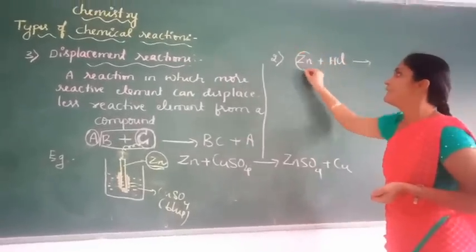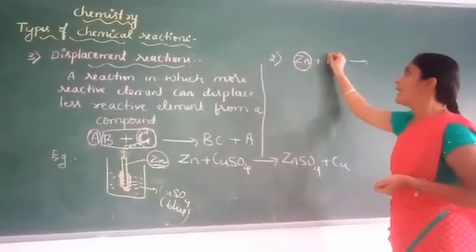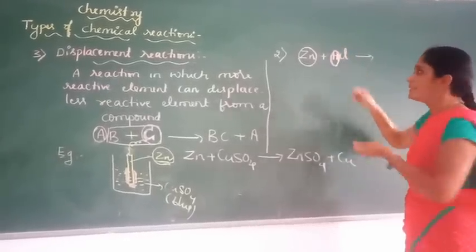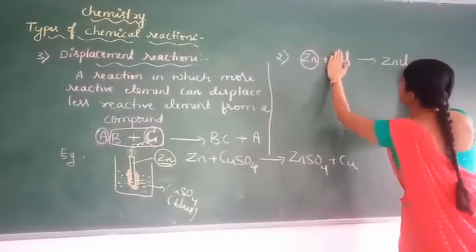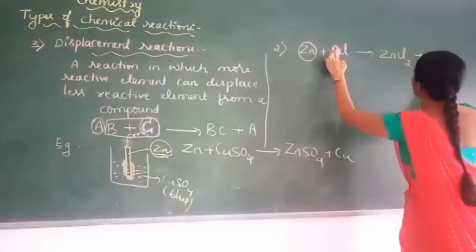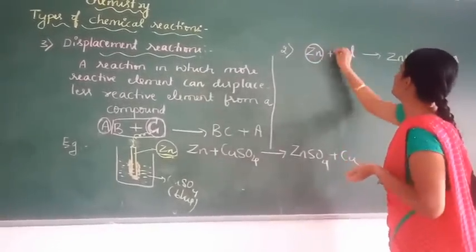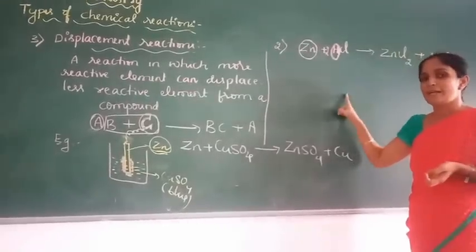So zinc is a more reactive element, so it can displace hydrogen gas from an acid. Therefore, we get ZnCl2 plus hydrogen gas. So it is also an example of a displacement reaction.